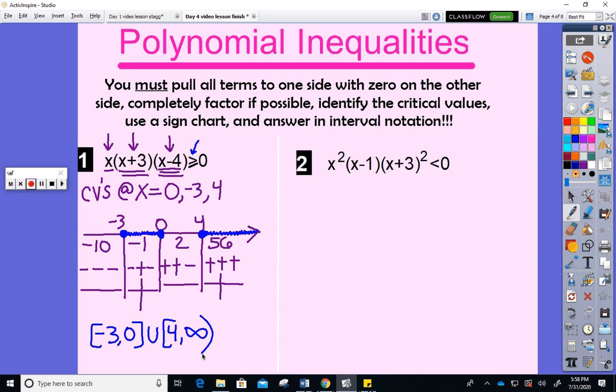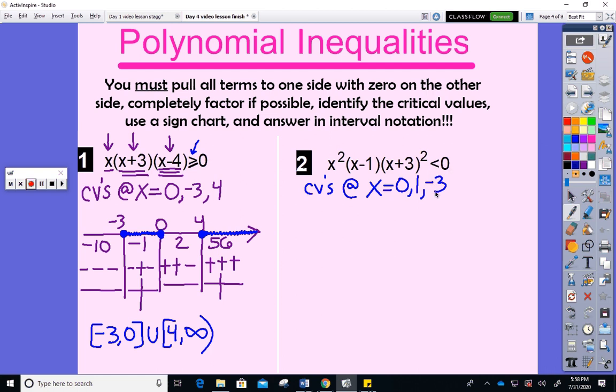So let's do the next one. Now again, I've kind of taken it easy on you because I've already factored it for you. A lot of times the factoring is the hardest part. Once you hit the sign chart part of the problem, you ought to recognize, man, you can hustle at that point. So here my critical values are at x equals 0, x equals 1, and x equals -3.